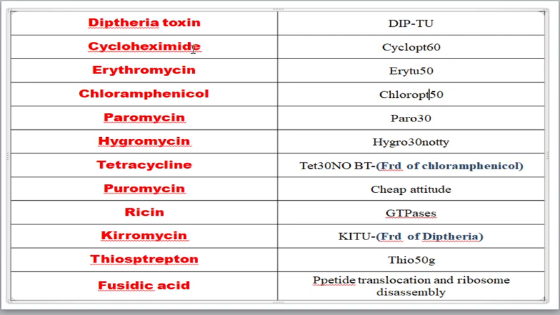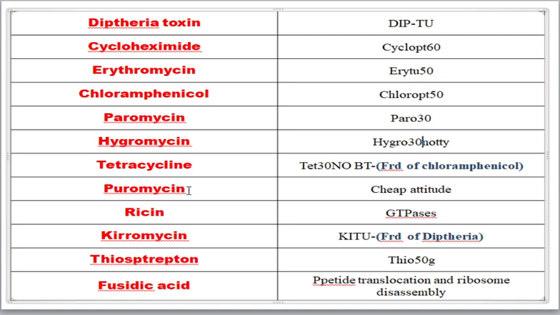So cycloheximide and chloramphenicol are friends: Cyclo 60, Chlora 50. And erythromycin and diphtheria are friends: Diphtheria TU, erythromycin TU 50. And paromomycin, PARO30, is a hero. Paromomycin inhibits the 30S ribosome and increases the error rate because it disturbs codon-anticodon pairing. Next, hygromycin is HYGRO30, naughty. Hygro is hygromycin and 30 is the 30S ribosome. Next is tetracycline, TET30 no DT. Tetracycline is also a friend of chloramphenicol.